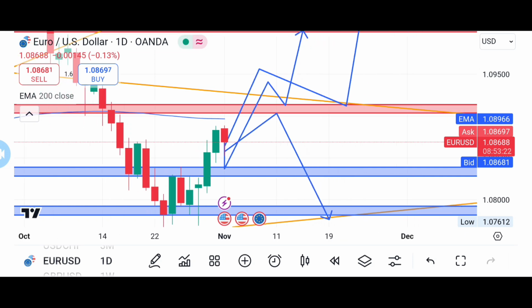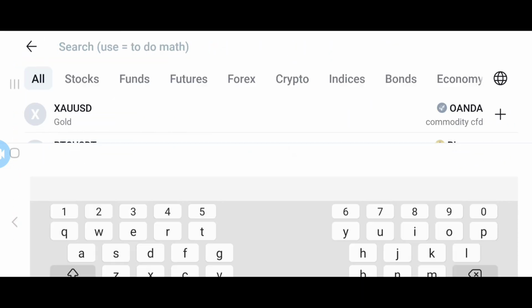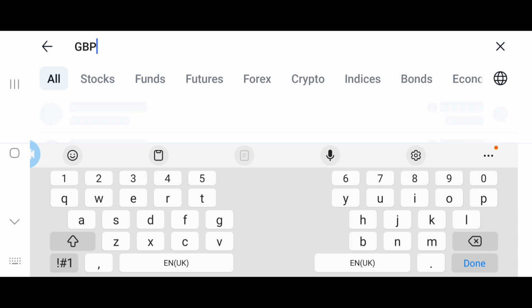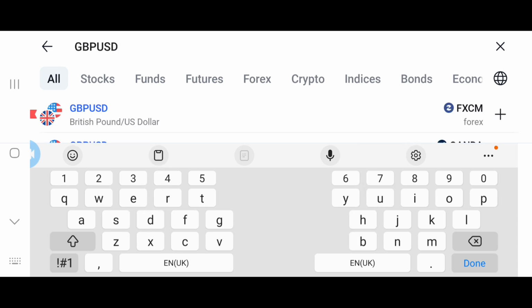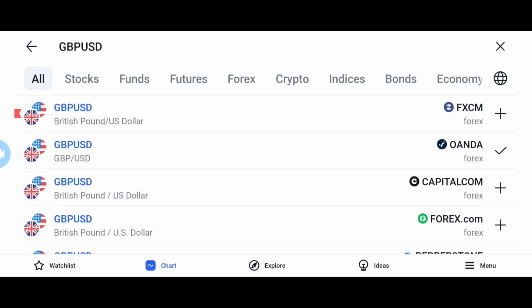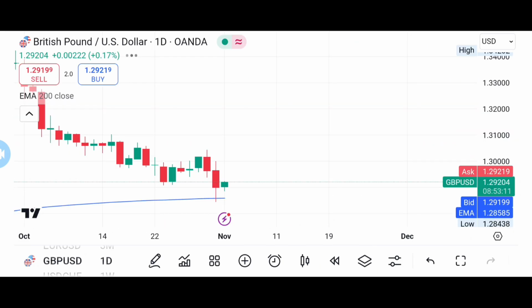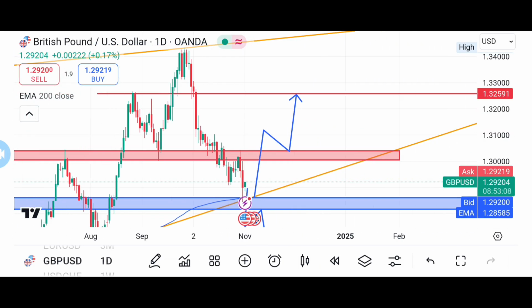So let us go to GBPUSD and explain what I'm seeing here.